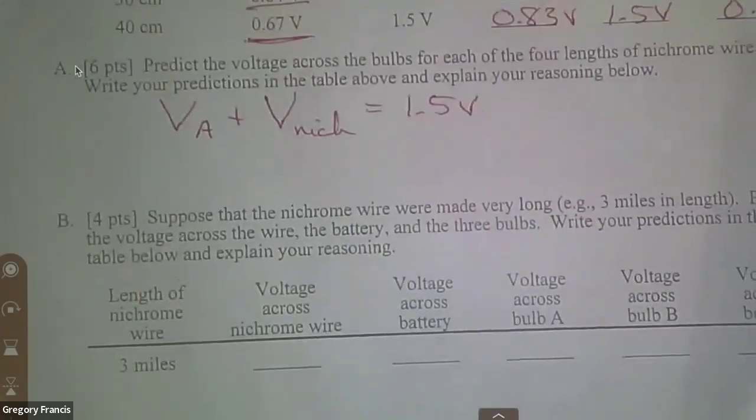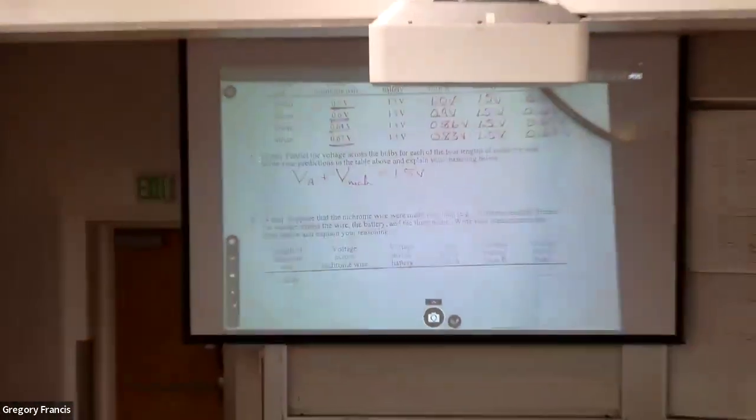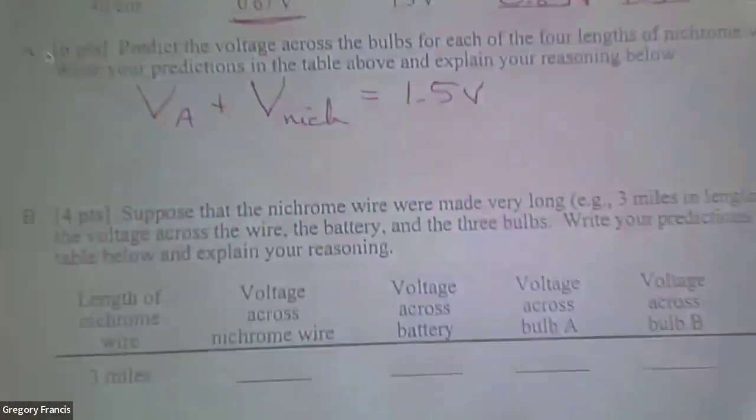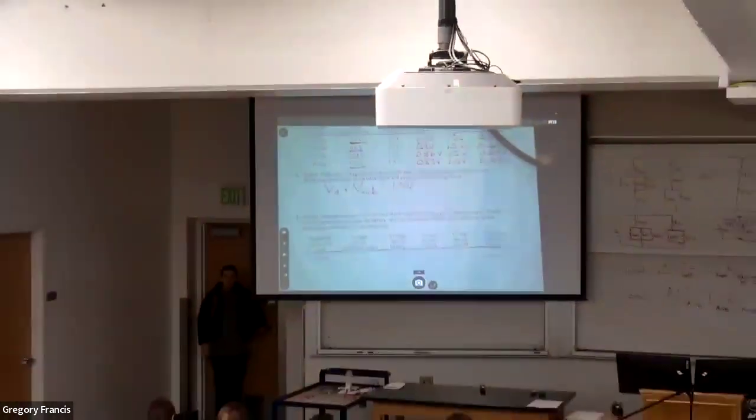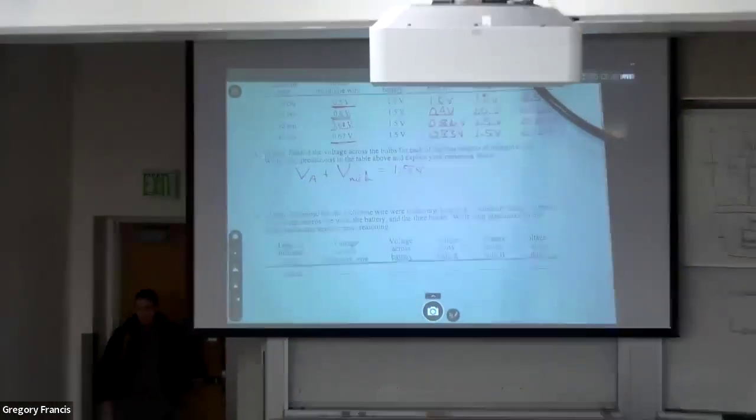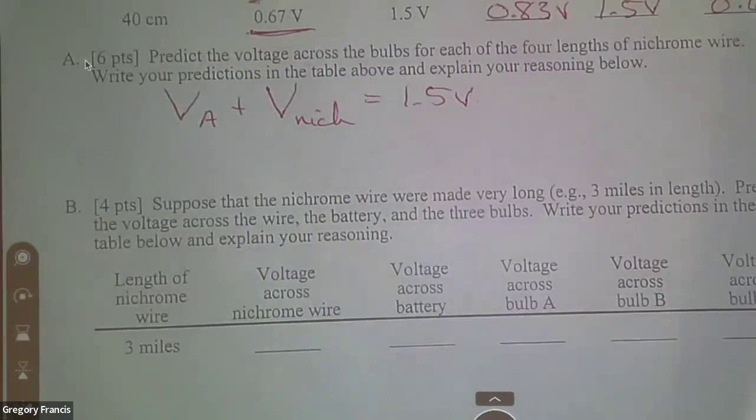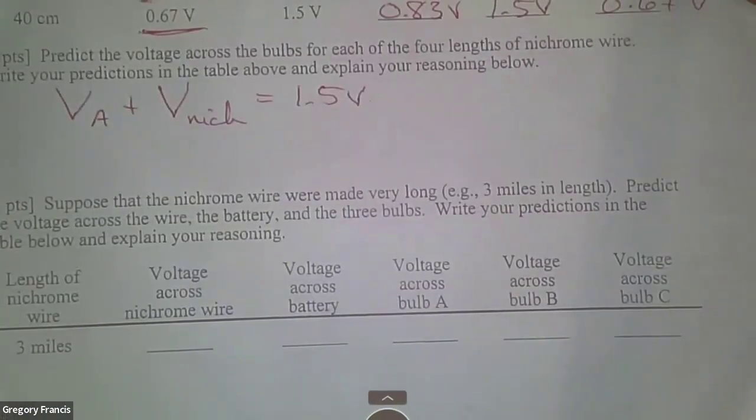Okay, let's read this here. Suppose that the nichrome wire were made very long, 3 miles in length. Predict the voltage across the wire, the battery, and the 3 bulbs. Can you guess what the question was that they were asking me? How many centimeters in a mile?